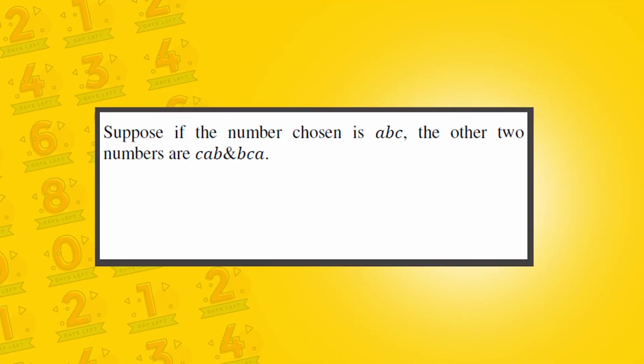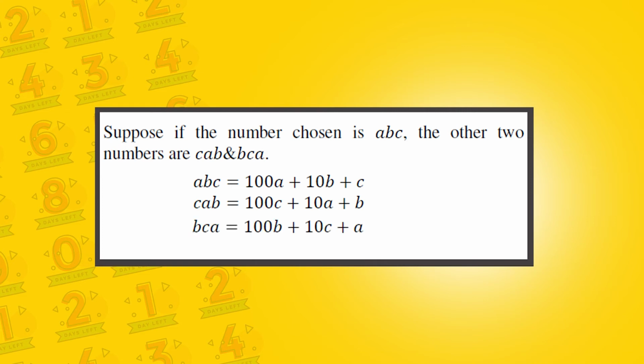Suppose the number chosen is ABC, and the other 2 numbers are CAB and BCA. We know that ABC is equal to 100 times A plus 10 times B plus C. CAB is equal to 100 times C plus 10 times A plus B, and BCA is equal to 100 times B plus 10 times C plus A.